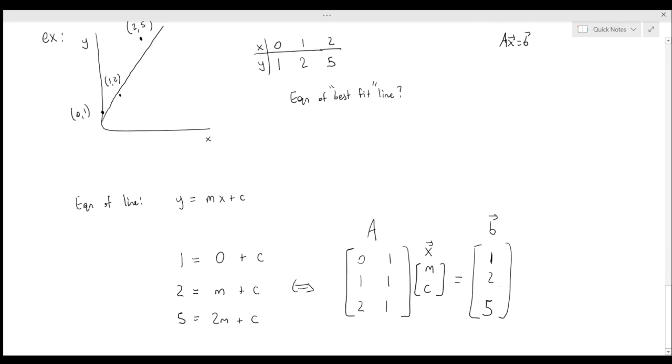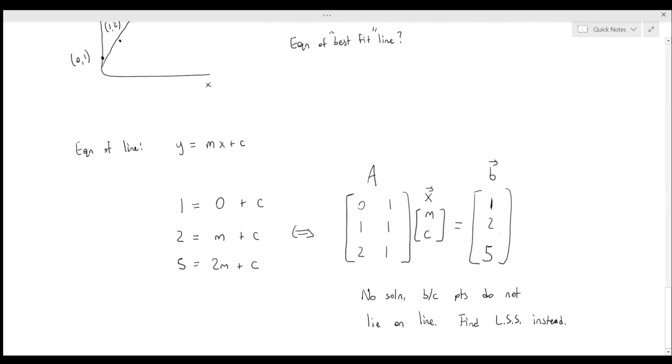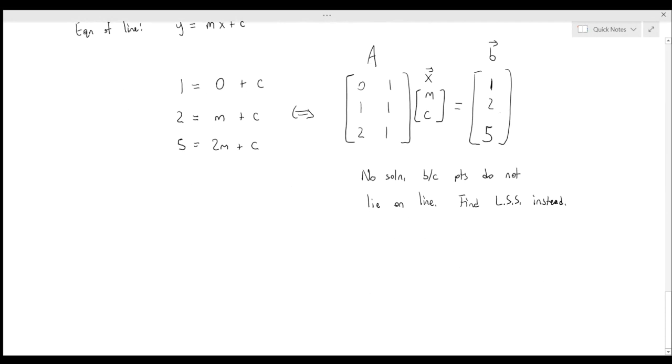So if we have an equation of the form Ax equals b with no solution, then we know that the best thing that we can do instead is to find the least square solution. So to get the least square solution, we want to take a look at the normal equations now, okay?